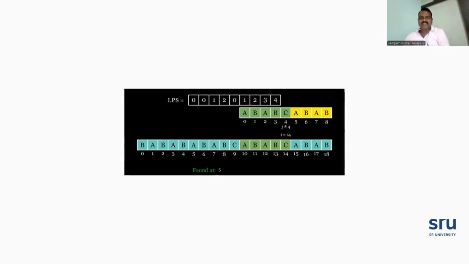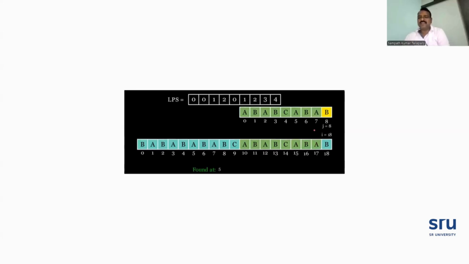Now the J value is going to become 4, because my J value is equal to 8, and 8 minus 4 is equal to 4. So now we shift the control here and compare my Jth value with my Ith value. Again it is observed that these two characters are equal, these two are equal, these two are equal, and these two are equal.